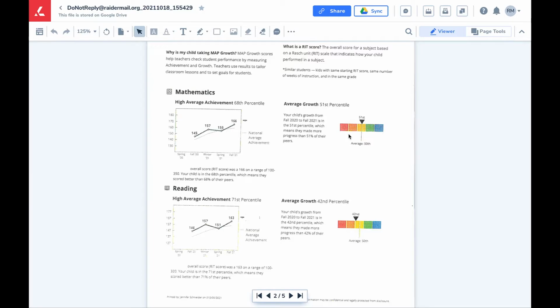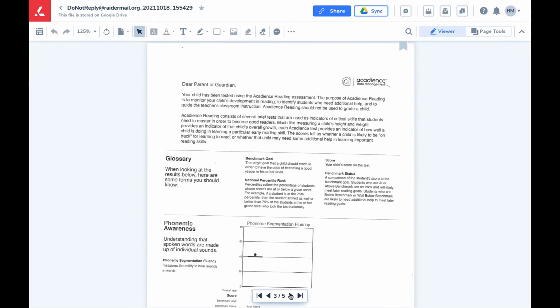All right, so growth is the amount of improvement they've made from one test to the next, and their percentile is just where they rank with their current scores. So you can see this is the 68th percentile, but the student was at the 51st in growth. So that is MAP. Let's switch gears now.